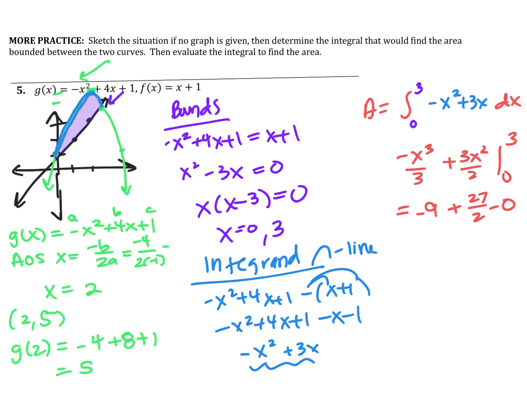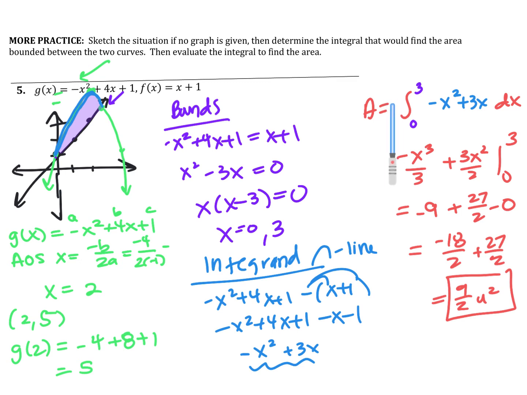So we just need to combine negative 9 and 27 over 2, which this is just negative 18 over 2 plus 27 over 2, which is 9 over 2 units squared. If you got to the end of this problem and your answer said negative 9 over 2, that's where you need to come back up here and put a negative, put parentheses around this, put a negative, and just say you're taking the opposite of the area the entire way through.